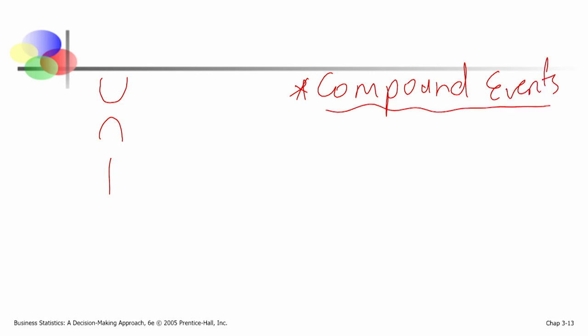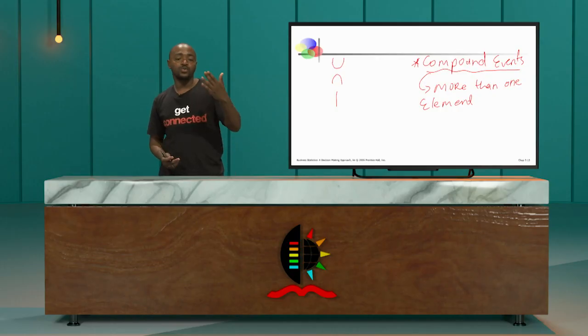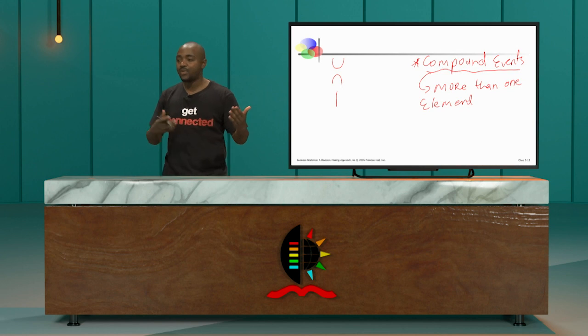These are events that consist of more than one element. Like for instance, what is the probability of you passing stats if you failed Maths 130? So you see here, you're dealing with more than one element. You've done your stats 130, and what is the probability now of you passing your Maths 130? So you've got two elements. It can be even more elements.